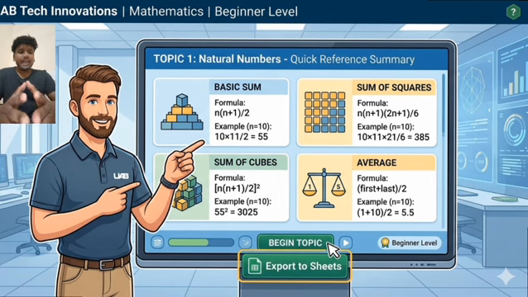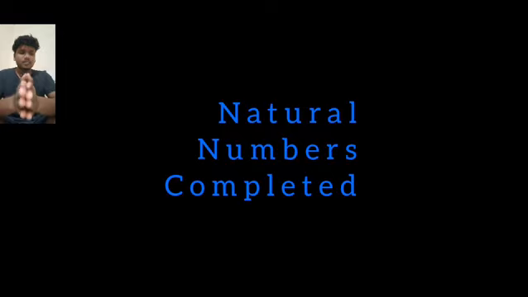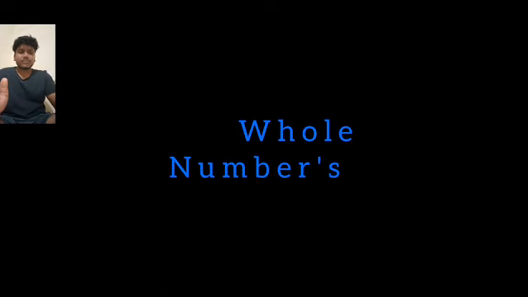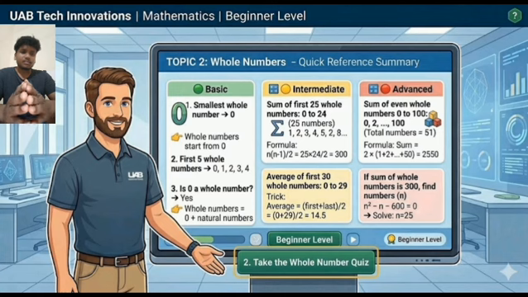For the average, you can add the first number plus last number by 2. For example, for 1 to 10, n is equal to 10, so the first number is 1 and the last number is 10; divided by 2 you can get the answer. Then natural numbers are completed. Revise the topics. Then we can go through whole numbers.